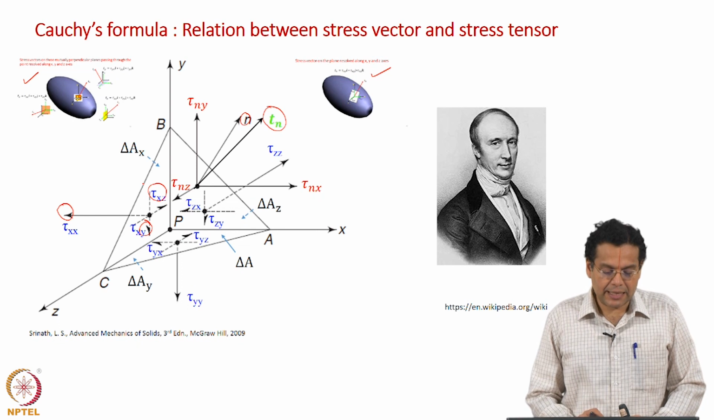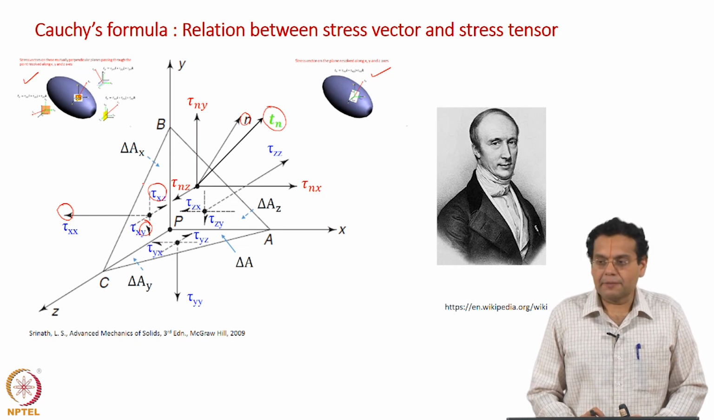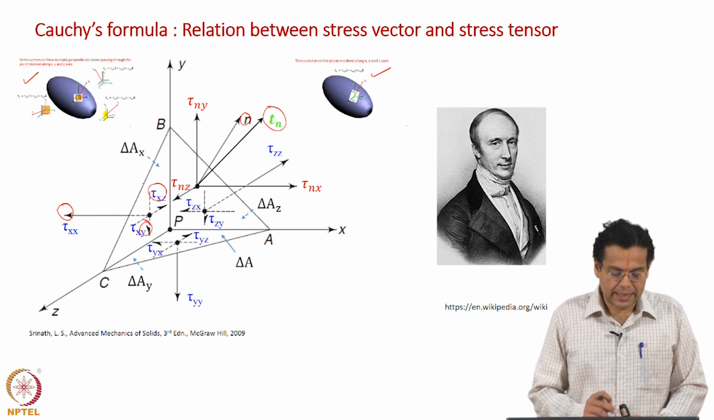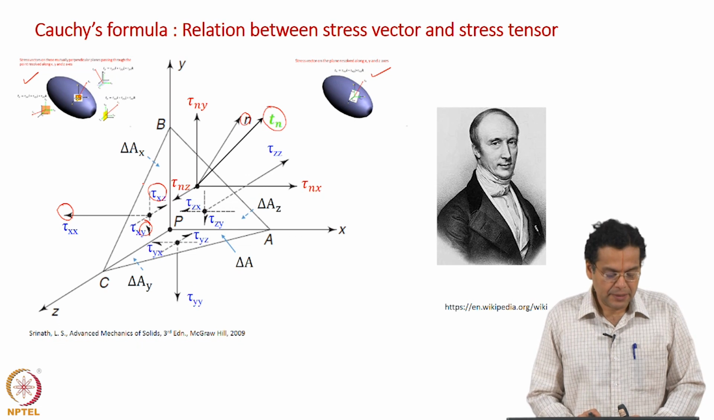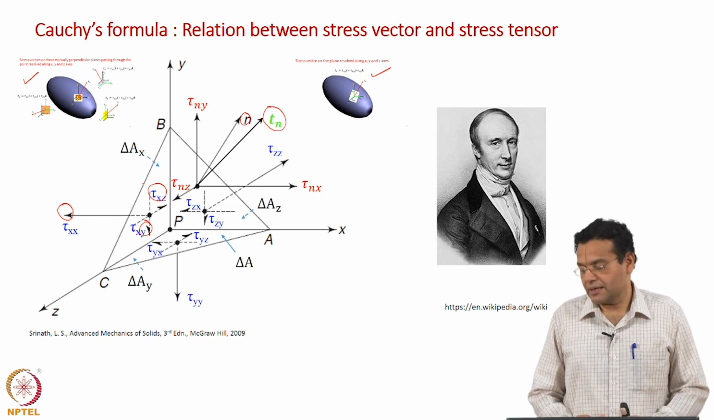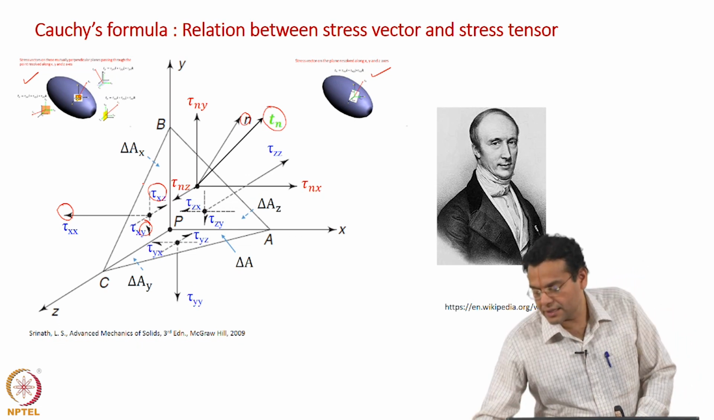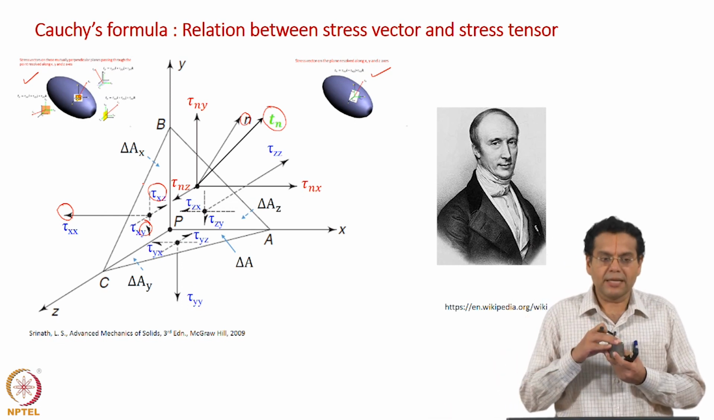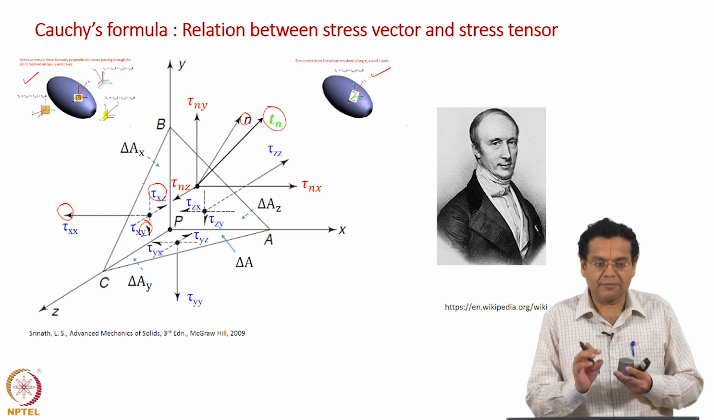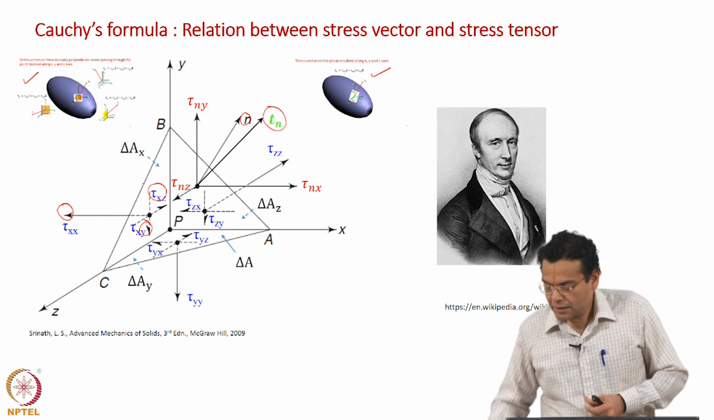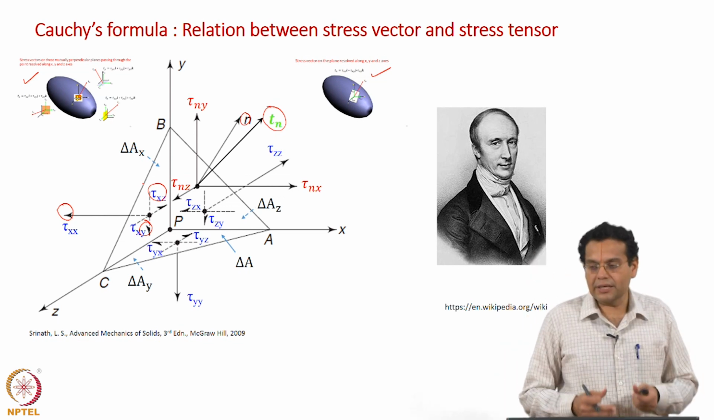Okay, what else is shown here are the areas. Delta A is the area of the arbitrary plane, delta Ax, delta Ay, delta Az, which are the planes whose normals are x axis, y axis, z axis. Okay. Now, how should you imagine this tetrahedron? The way you should imagine a tetrahedron is you have a solid object, in that you have taken a small tetrahedron element. So, your tetrahedron is somewhere inside a solid object. Okay. That's how we should interpret this.